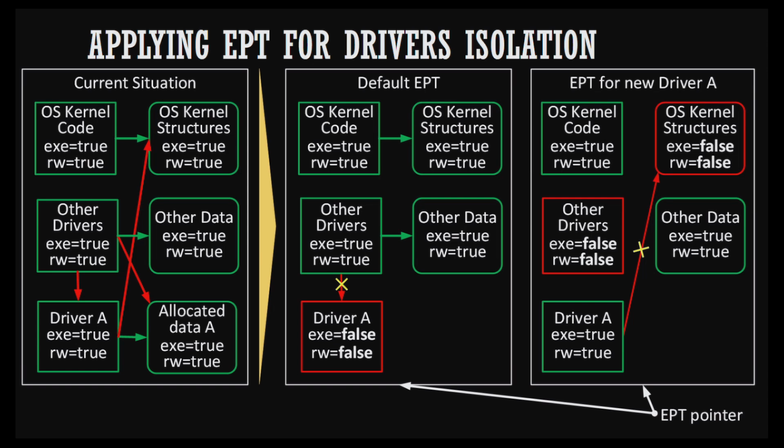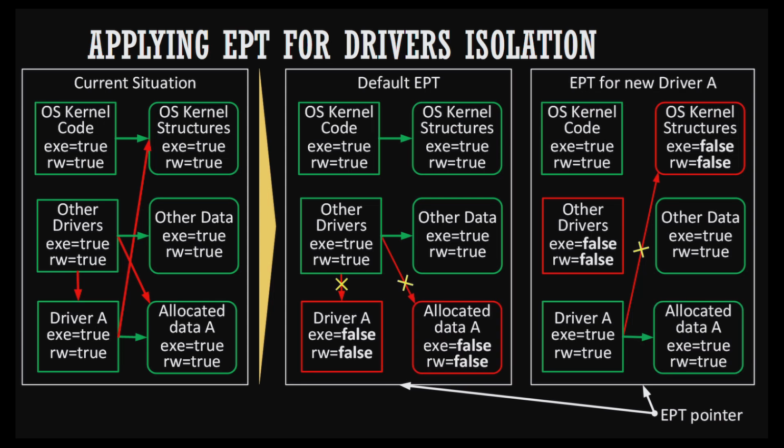So we can see the following picture. Driver A can be executed only in this memory, while other drivers can be executed in the default EPT structure. So, after driver A allocates memory data, my MemoryRanger updates all EPT structures again. As a result, any access from other drivers to driver A and its allocated memory will be trapped and blocked. All in all, access to the OS structures is forbidden for driver A.